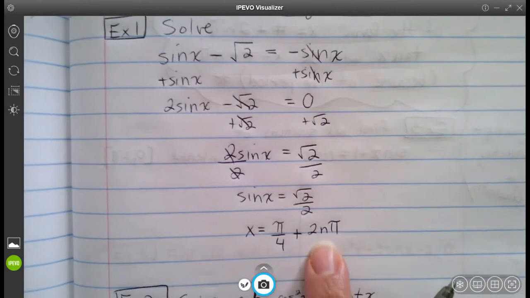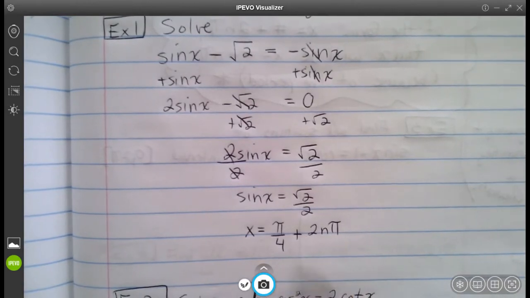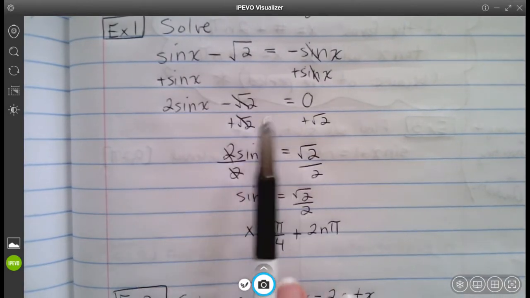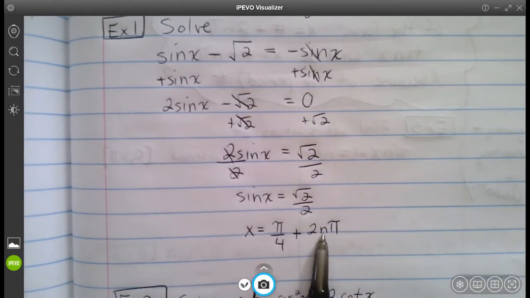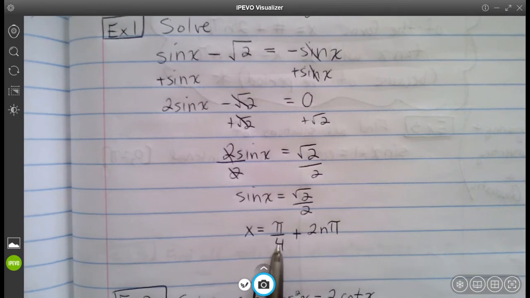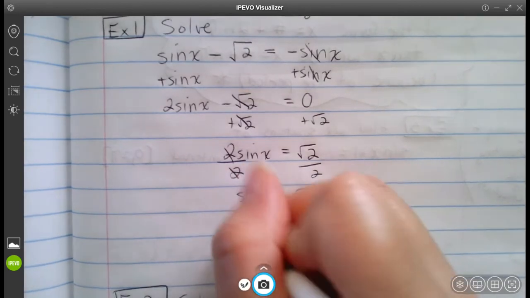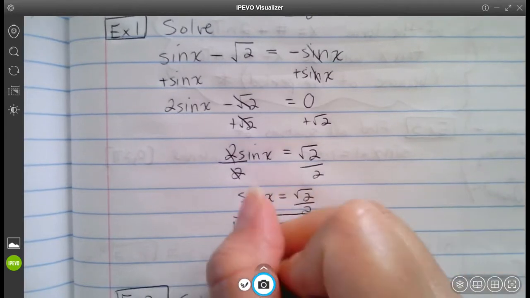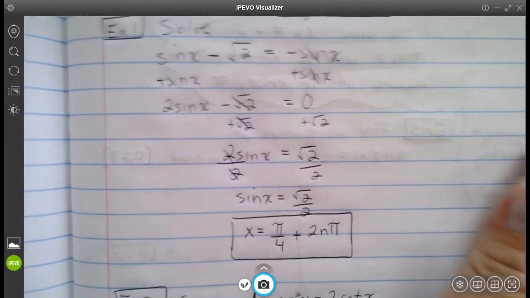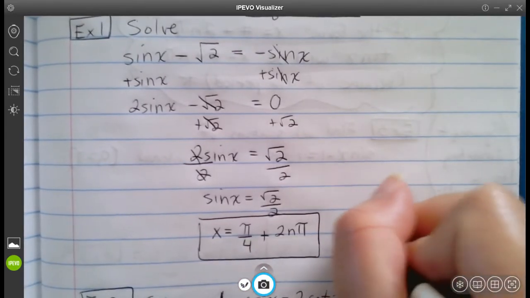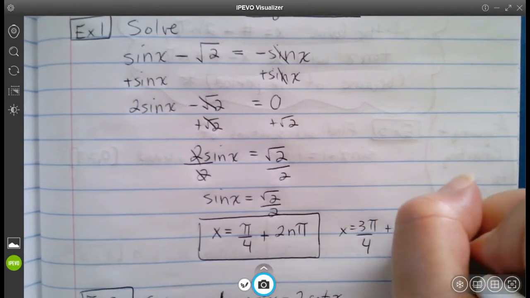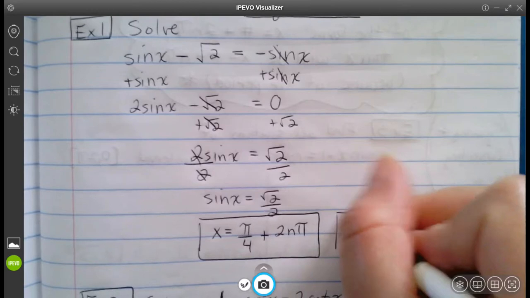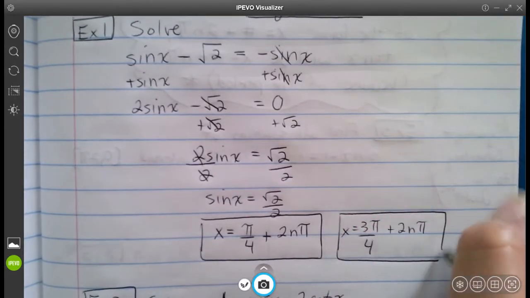You're asking me, what is that? And we've seen it already, but basically if I were to go around the circle and land on that same spot, like a coterminal angle, it would also be an answer, right? So basically any revolution of 2 pi would land back on this pi over 4. So that's going to be one of our answers, and the other one is going to be the other one that we saw, x equals 3 pi over 4 plus 2n pi. And that is it for this first one.